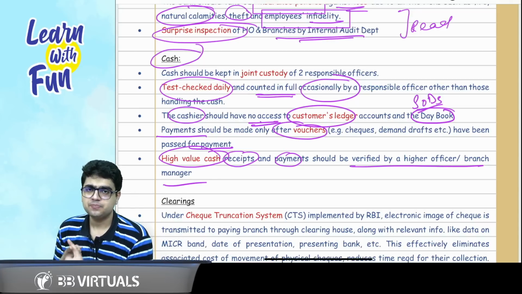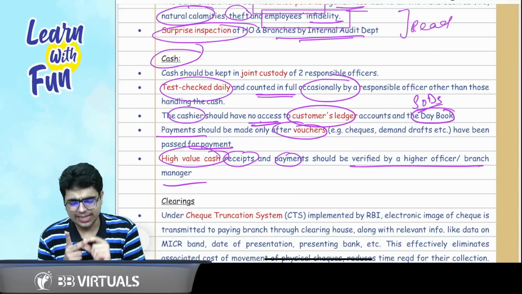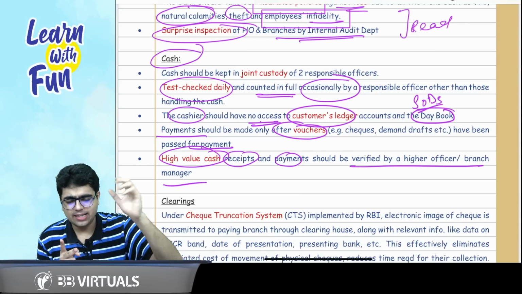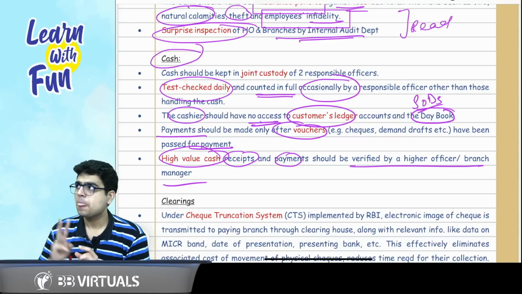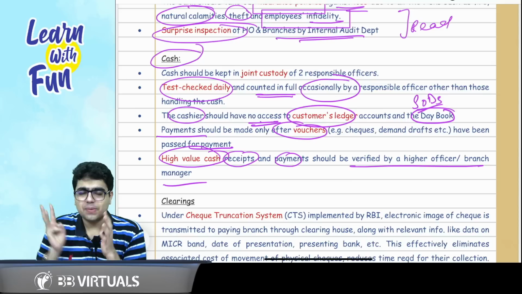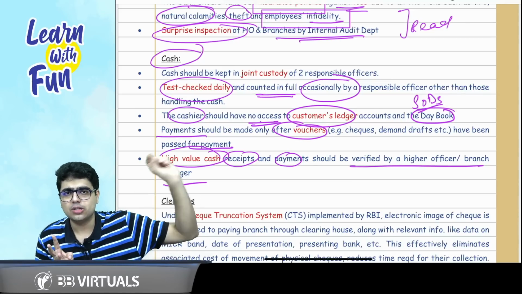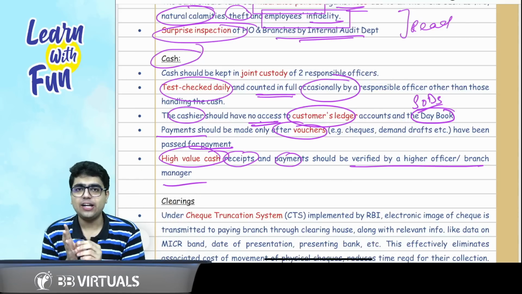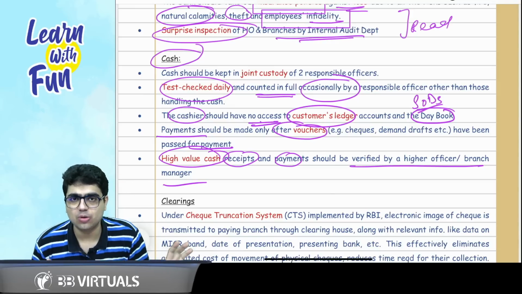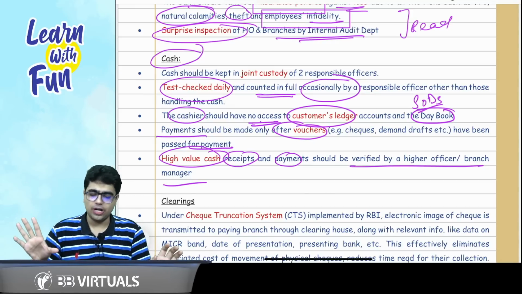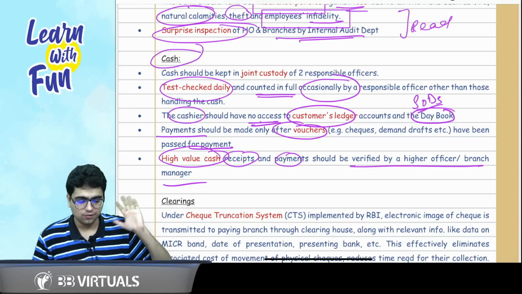Let's recall them again. First point, under whose custody should cash be? Under the joint custody. Second point, it should be test checked daily and counted in full on rare occasions. Third point, segregation of duties. The person having access to the cash, that is the cashier, should not have access to the customer books or the day book. Fourth point, cash payments should only be done when the vouchers have passed for payment. And the fifth point was, high value cash receipts and payments should undergo scrutiny by a higher officer or branch manager.